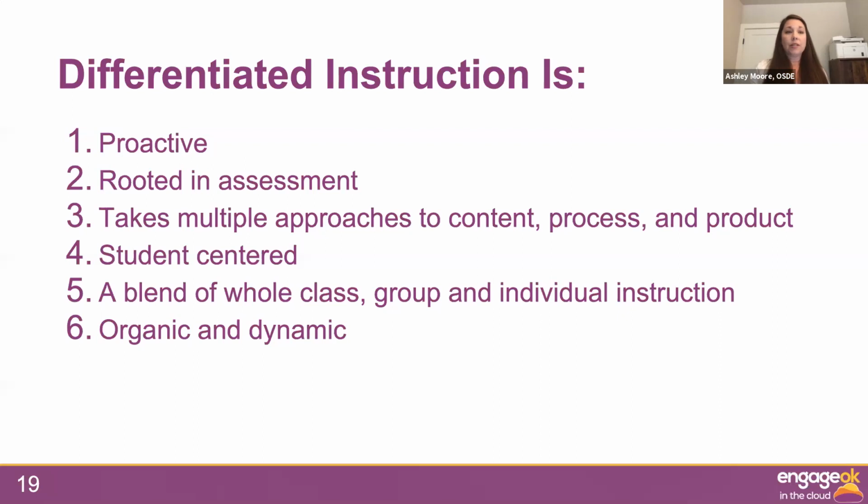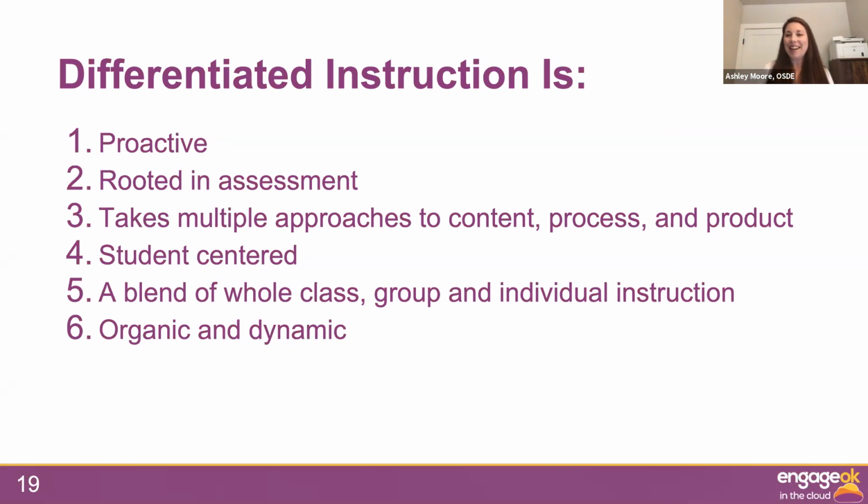So we're going to start with these 6. And so as we move through these 6 areas, we're going to give you examples and models for these. So differentiated instruction is proactive. It is rooted in assessment. It takes multiple approaches to content, process, and product. All 3 of those, not just one. It is student-centered. It is a blend of whole class, group, and individual instruction, which I saw someone comment in the chat box on that, so I appreciate that.